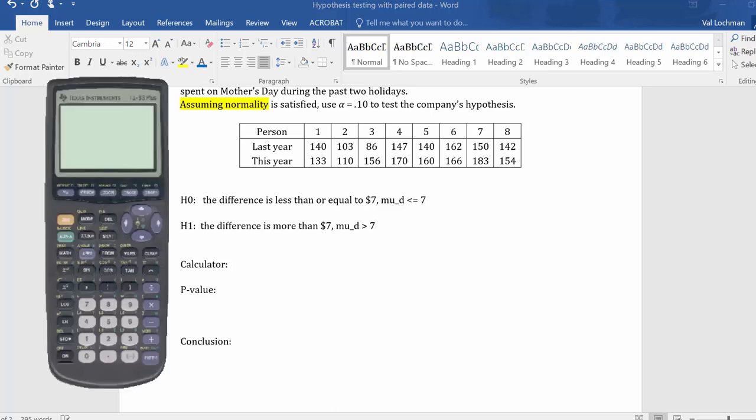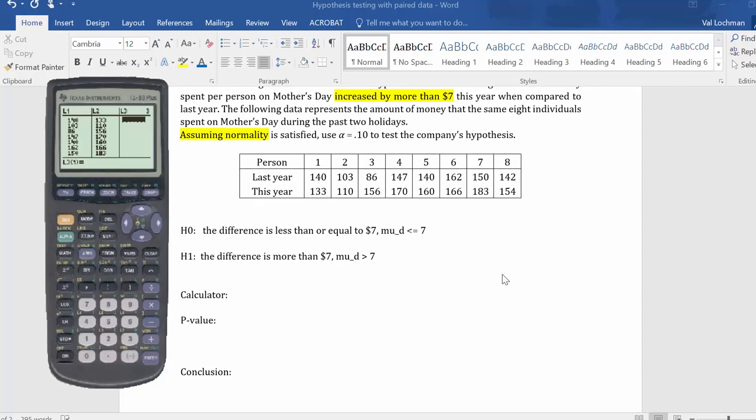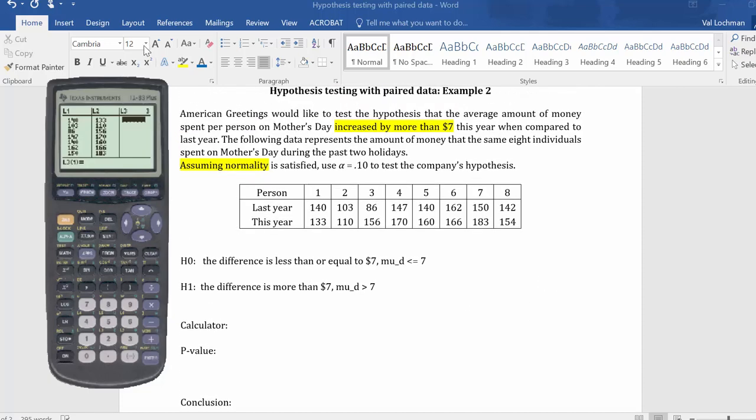So next thing to do is to type in all of our numbers in the calculator. And I already did that to save some time. So in the first column, I have spending for previous year. And then in the second column, I have spending for this year. Okay. And now I need to find the difference. And this is the second part where a mistake can happen. The order of operation in this case matters. Okay, so the order of subtraction, I'm going to say L3 is equal to L2 minus L1.